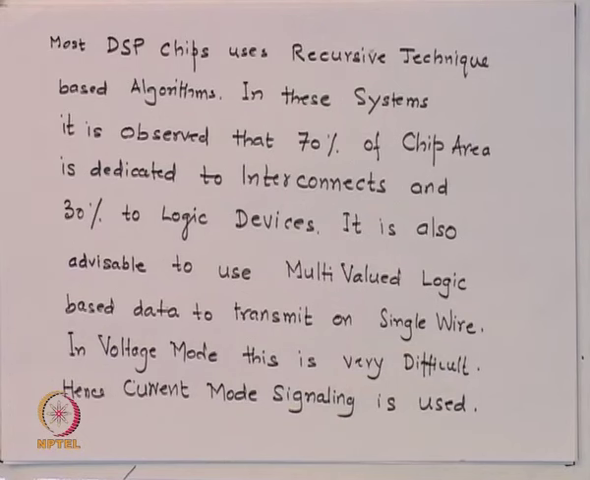If you can put multiple levels, then the data can be separated by their levels. So, a single interconnect will then pass larger data compared to only one bit at a time. So, it is called multi-valued logic.